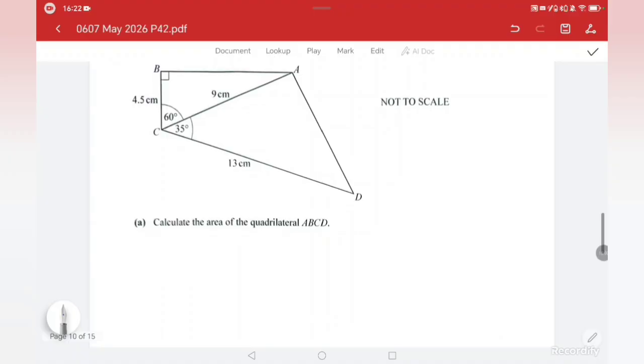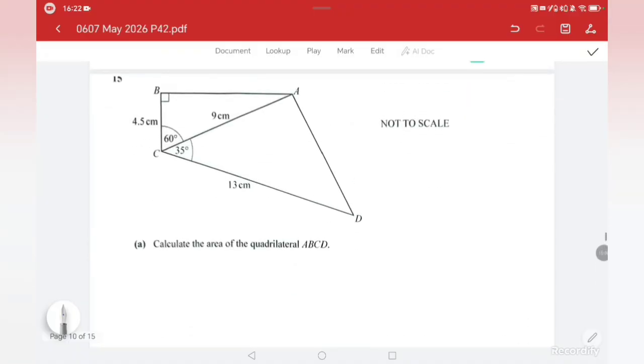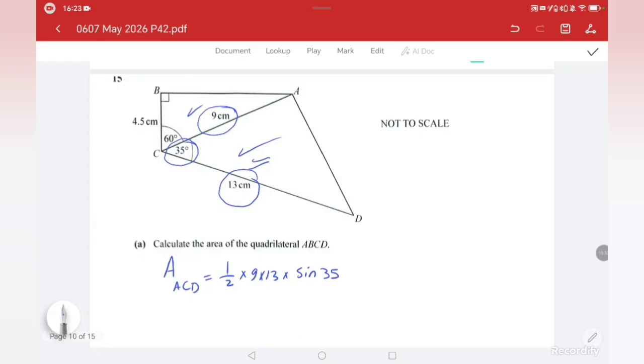Question 15. Now it's calculate the area. If I wanted to find the area of the shape, I have 2 triangles, so I have to find the area of this one and the area of this one. The area of this triangle is a non-right angle triangle, so the area of ACD is 1/2, you multiply the 2 sides, sine the angle between them, which is 35. This is what we say 1/2 ab sine C. You multiply 2 sides, sine the angle between those 2 sides.